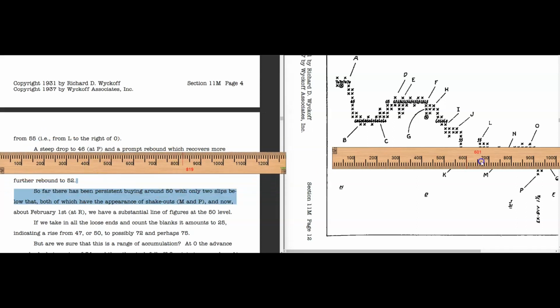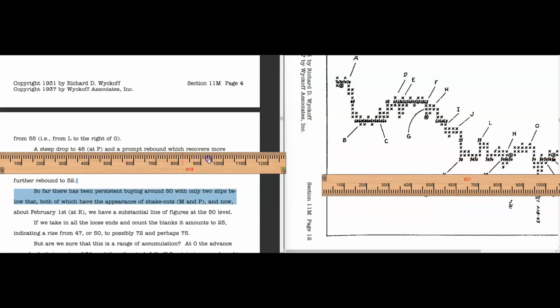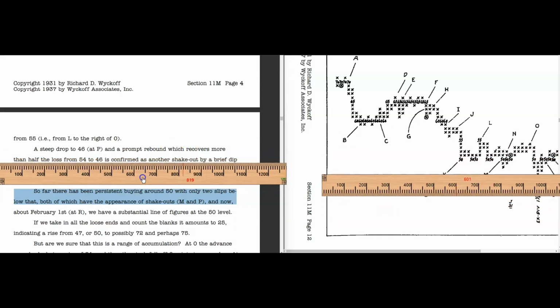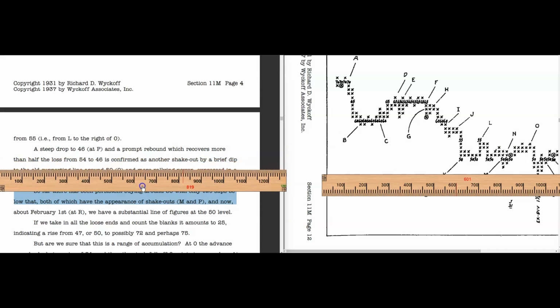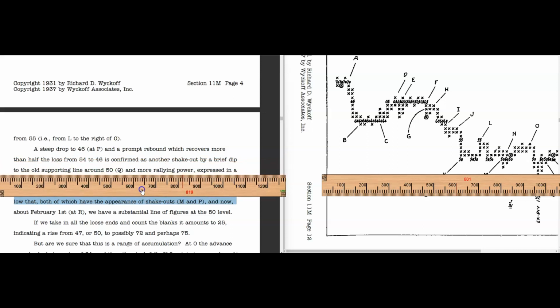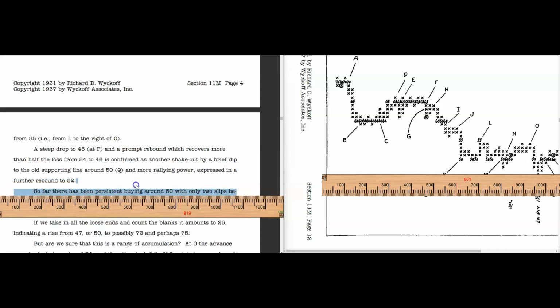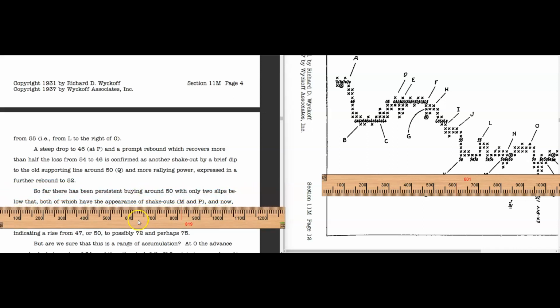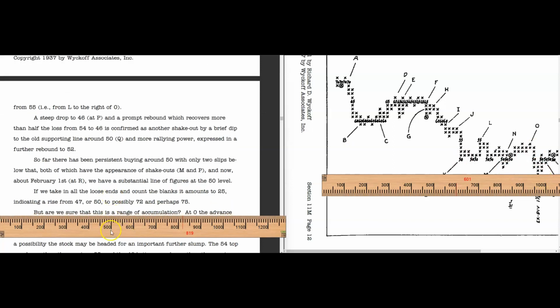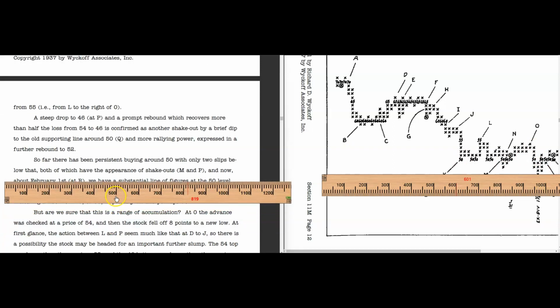A steep drop to 46 at B and a prompt rebound which recovers more than half of the loss is confirmed by another shakeout by a brief dip to the old supporting 50 line. So far, 50 supporting with 1 and 2 shakeouts. And now we have a substantial line at the 50 level.